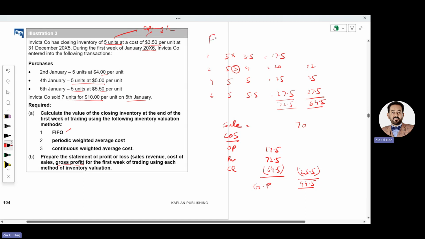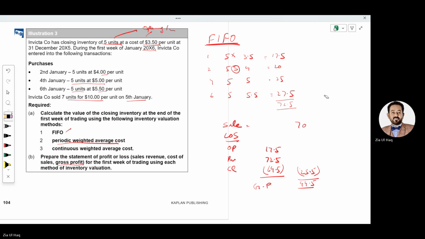So here we have used what method? FIFO only. Now we are moving towards calculating closing inventory using a periodic weighted average method, and we need to calculate gross profit as well. So these were the units we had as opening and bought. And using AVCO, what we do, make their total. So here we are calculating what? Periodic weighted average.